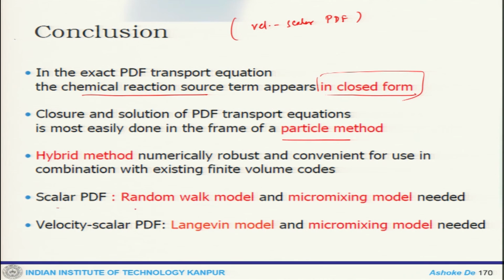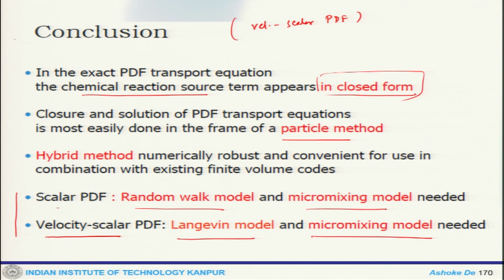Then in scalar PDF you need a random walk model and a micromixing model, whereas in velocity scalar PDF you require a Langevin model and a micromixing model. So that will close the terms which are unclosed in the system.